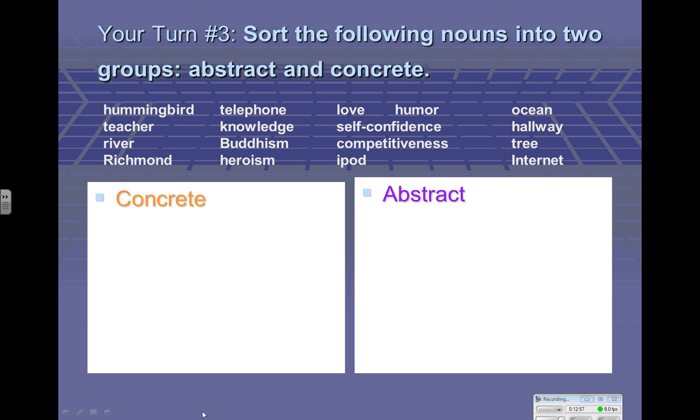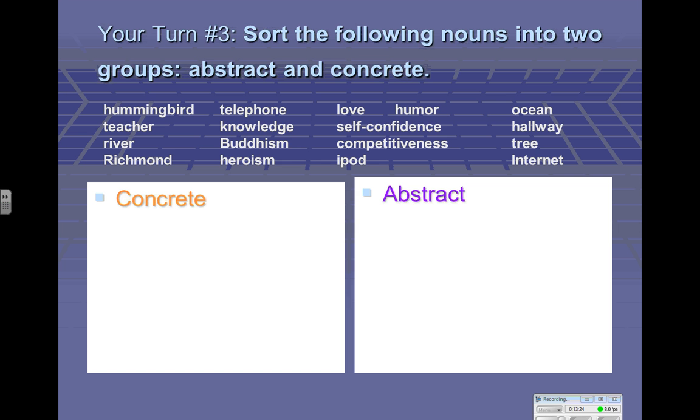Let's see how we do with this one. All of the nouns here, with the exception of Richmond, Buddhism, iPod, and internet, all the nouns except for those four are common. Notice iPod is interesting. If something is branded lowercase, it's generally acceptable to keep it lowercase even though it's proper. So keep that in mind with brand names.